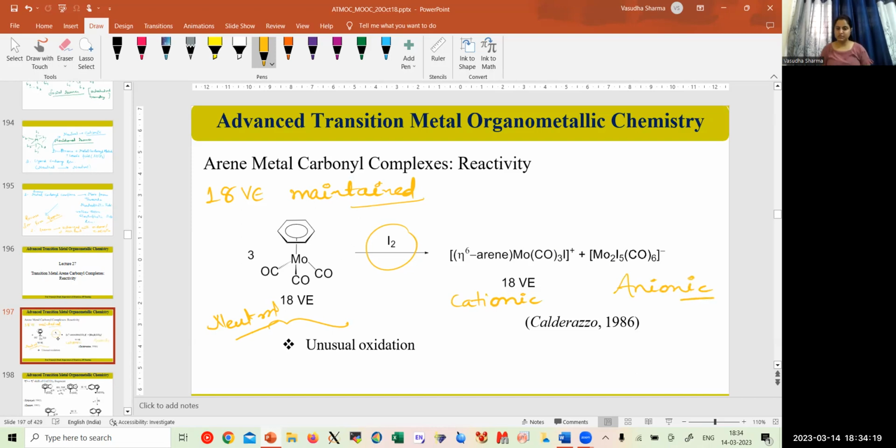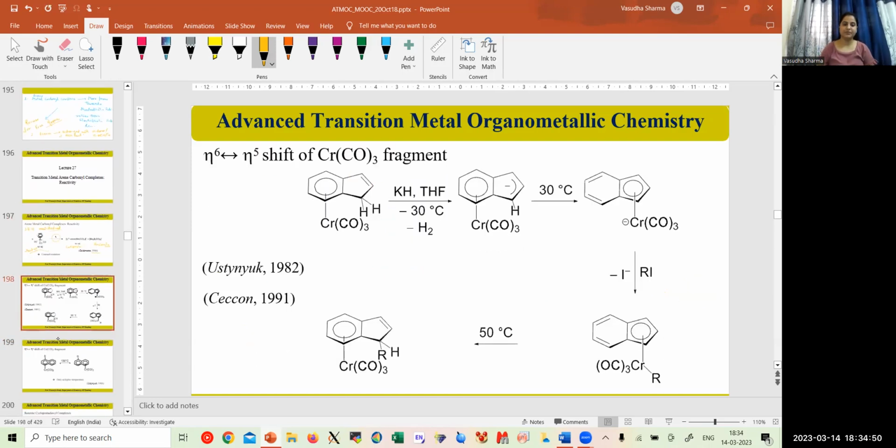So in presence of iodine, and if we take three molecules, it will form eta 6 arene molybdenum CO whole 3. Since it is stable and neutral, arene will come into picture with a positive charge, and the other would form a dimer, molybdenum 2, I5, CO whole 6 minus. So this was established in 1986. This is a reaction where unusual oxidation of the molybdenum in the same reaction has been seen.